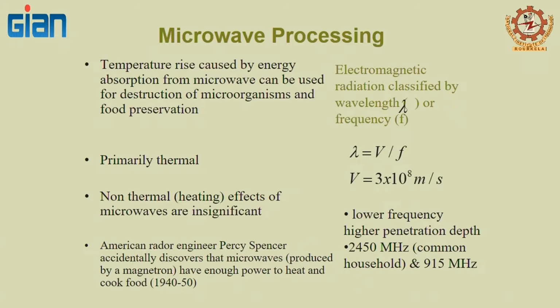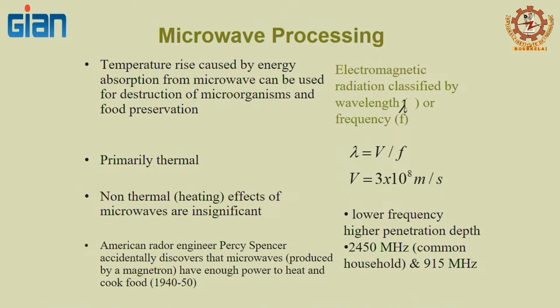So, if you look at the microwave, it is a wave. That means it has a wavelength and a frequency, and if you combine those things together, where lambda is the wavelength and f is the frequency, the product is the speed of light.